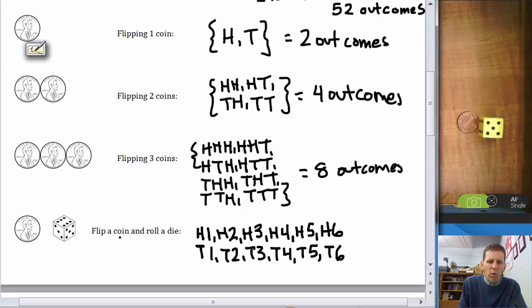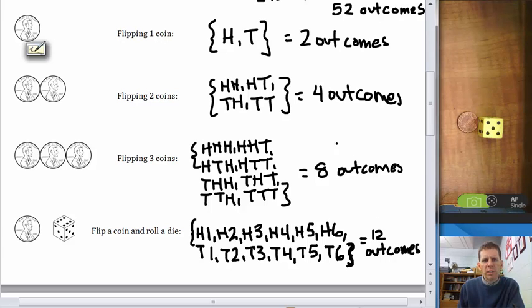Because it says flip a coin and roll a die, we're assuming that you're starting with flipping a coin first. So the first value is a coin toss option, and then the second value is a die roll option. When you count the total number of items in this set, it looks like we have 12 outcomes altogether. So these are examples of some different sample spaces that you could possibly work with.